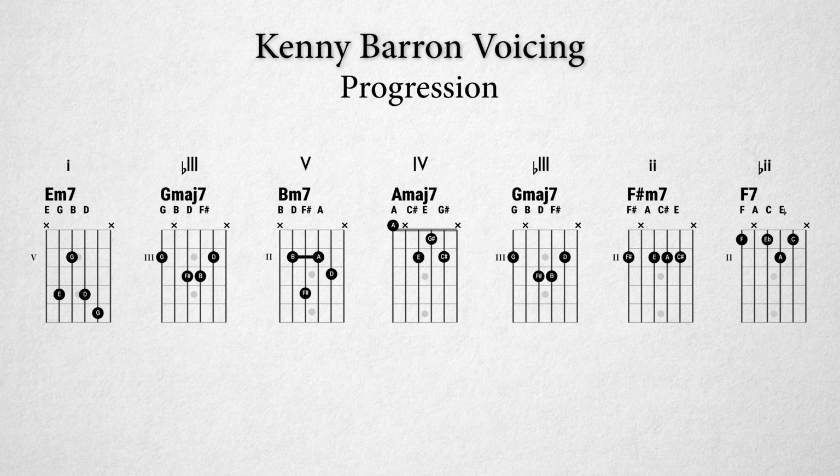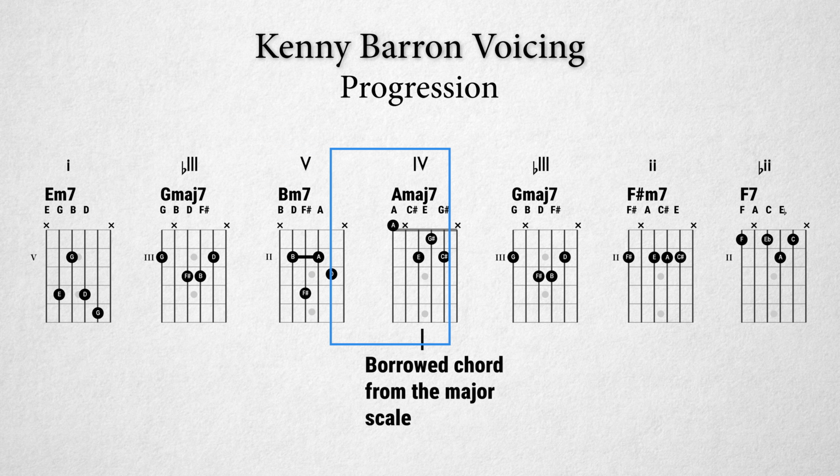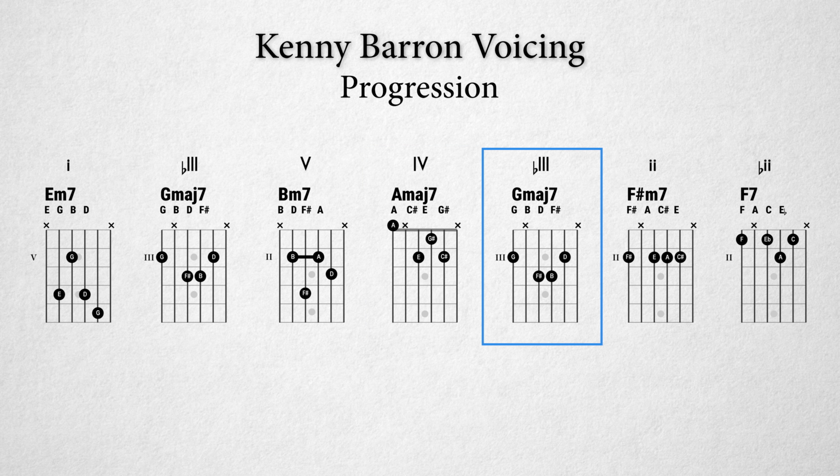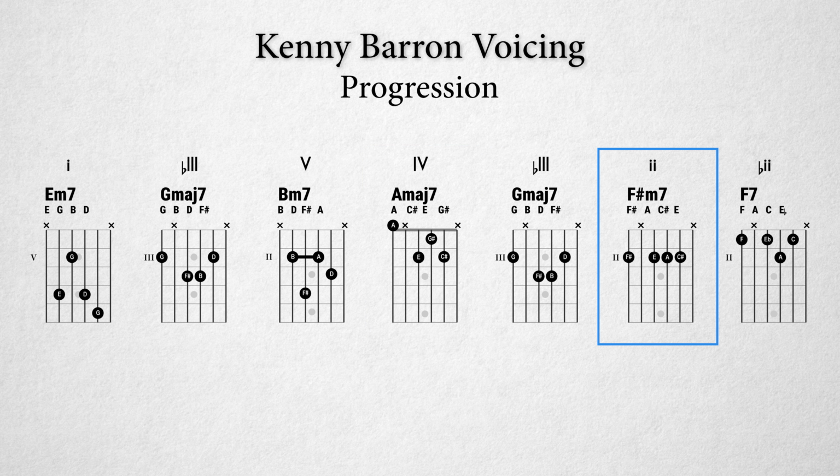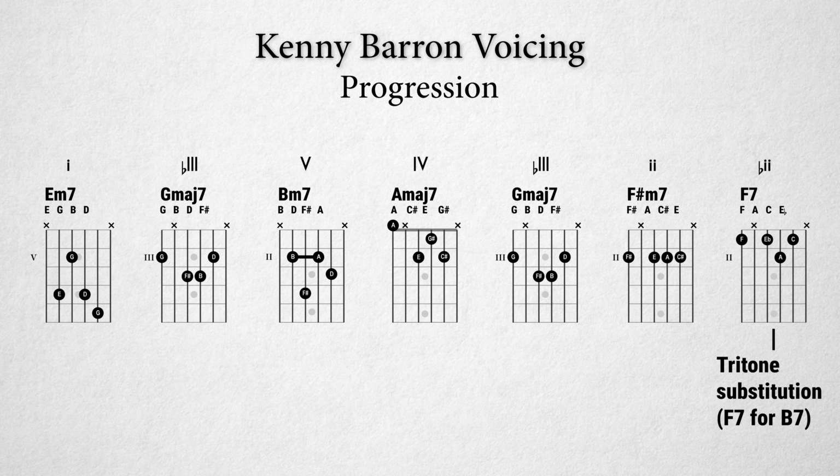The progression we are using is in the key of E minor, and it looks like this. We have an E minor 7 followed by the 3rd degree G major 7, the minor 5th degree B minor 7, the borrowed 4th degree A major 7, again the 3rd degree G major 7, the Dorian 2nd degree F sharp minor 7, and the last chord is a tritone substitution for the dominant chord, the flat 2nd degree F dominant 7.